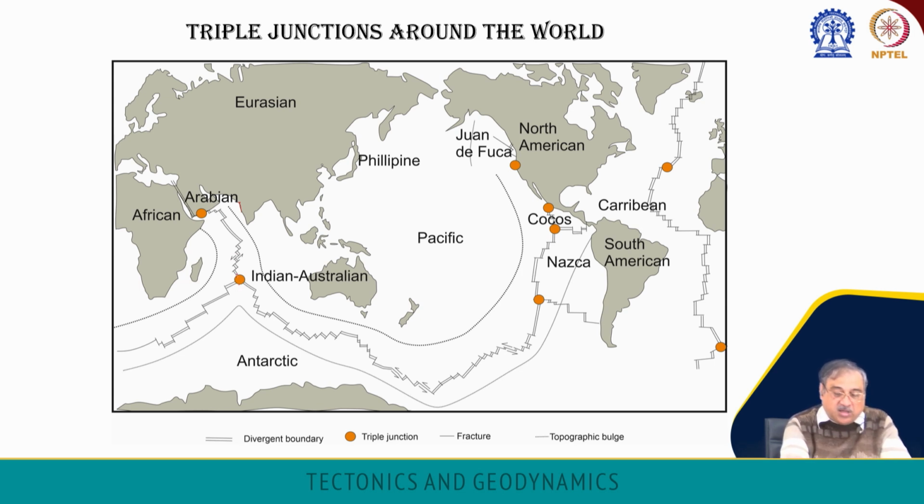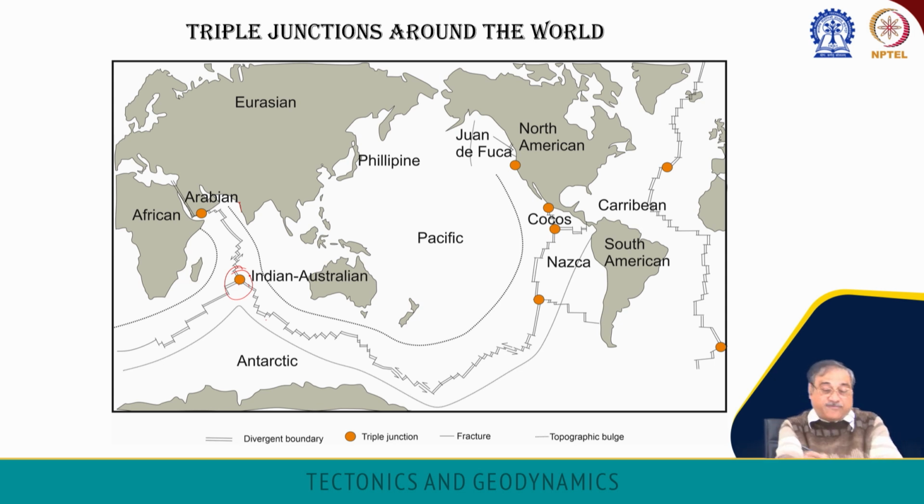So this is the Central Indian Ocean Ridge. This is the Southeast Indian Ocean Ridge. This is the Southwest Indian Ocean Ridge. And this one is called the Indian Ocean Triple Junction. I think it used to be called the Rodriguez Triple Junction before. It's now more appropriately called the Indian Ocean Triple Junction here.